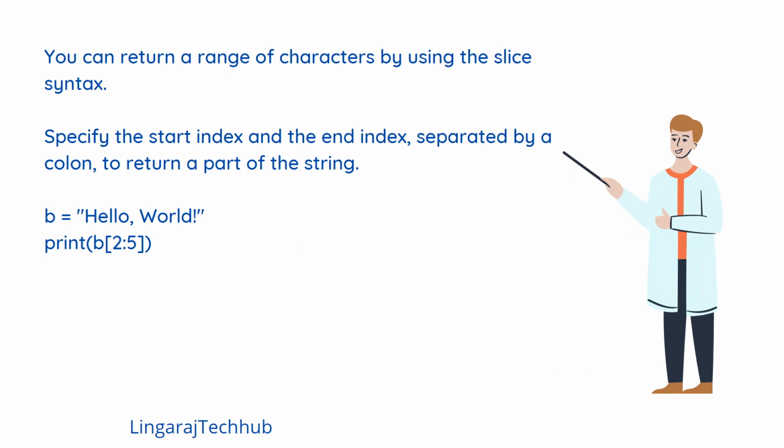What is the meaning of slicing? The general meaning of slicing is that you cut it. You divide the string into multiple parts. Here we take a specific starting index and end index, separated with a colon, to return part of the string. How will it be done? We will see in the practical work, which will help you understand how it is done. That is called string slicing.